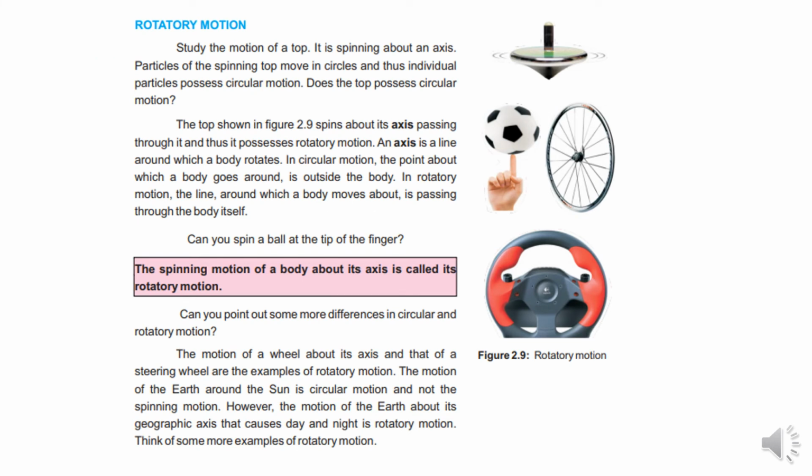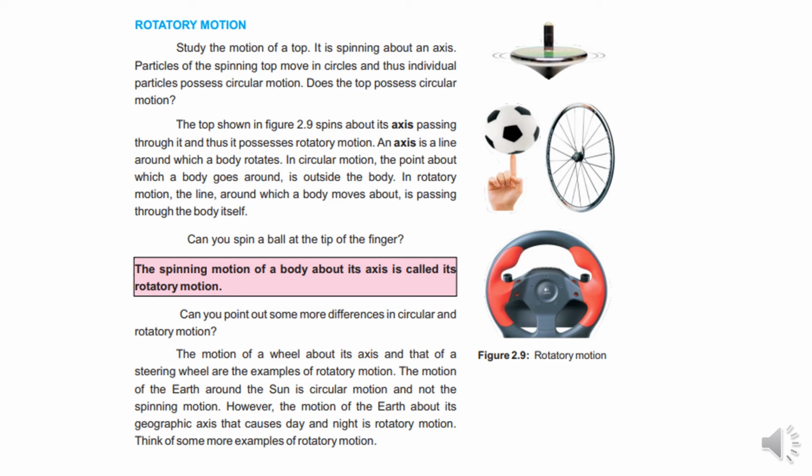The third one is rotatory motion. Study the motion of a top. It is spinning about its axis. Particles of the spinning top move in circles and thus individual particles possess circular motion. Does the top possess circular motion? No. The top shown in figure 2.9 spins about its axis, passing through it, and thus it possesses rotatory motion. An axis is a line around which a body rotates.